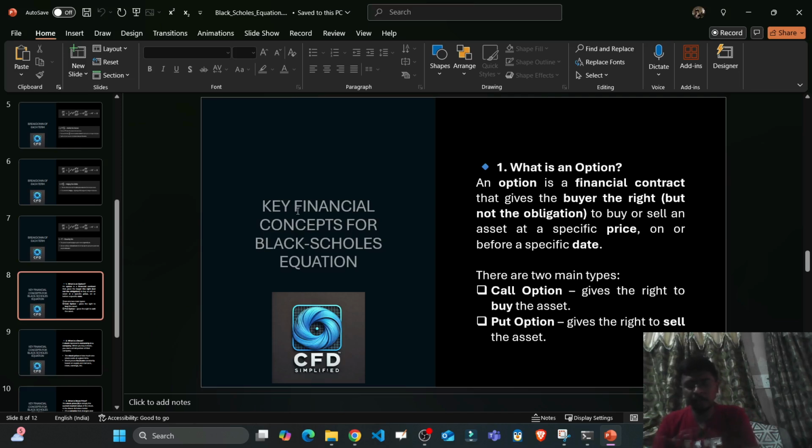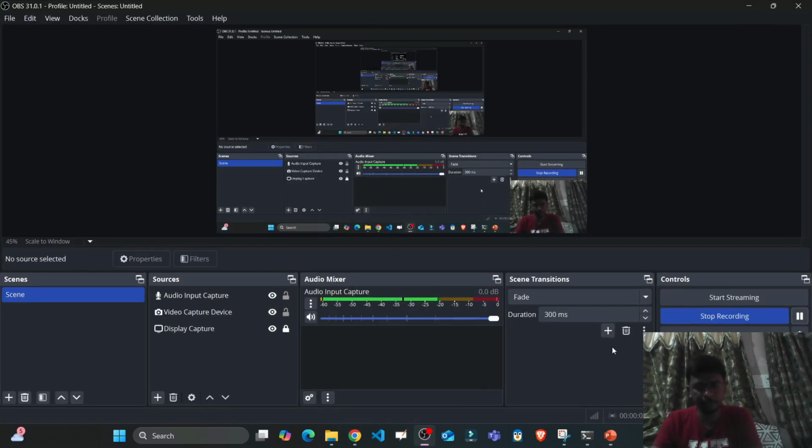And it doesn't contain anything like terms and conditions. There are two main types of options: call option and put option. A call option gives the right to buy an asset. A put option gives the right to sell an asset.